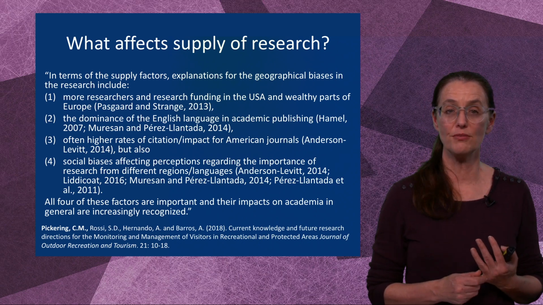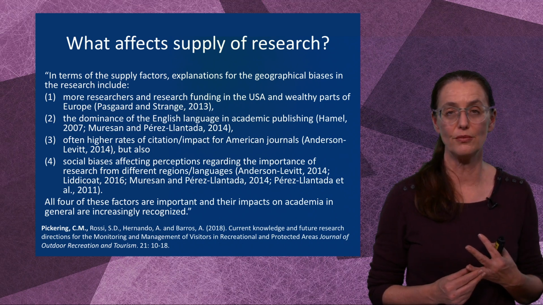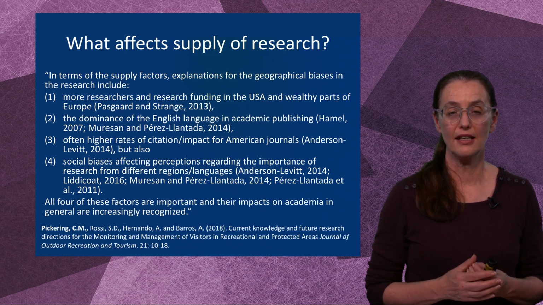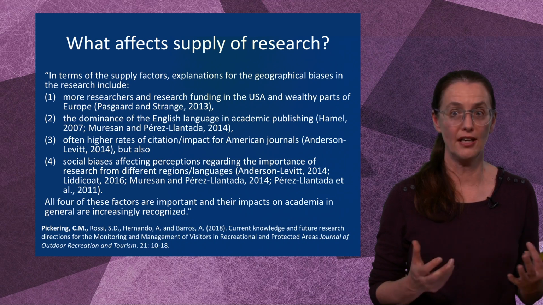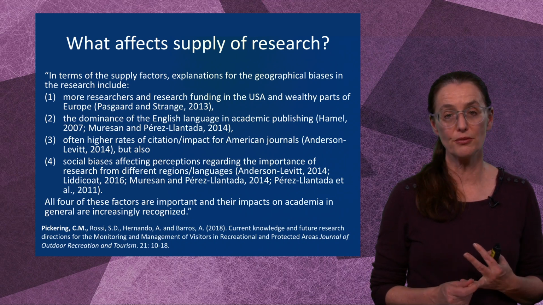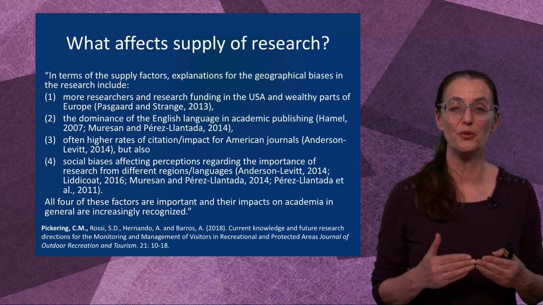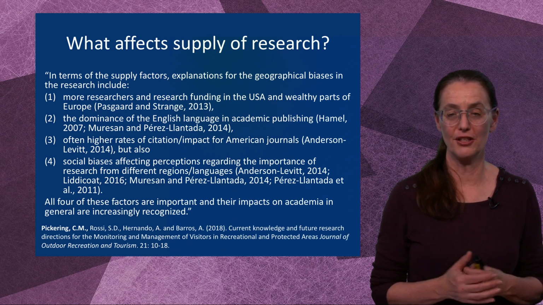And that is saying, in terms of supply factors, what determines the fact we get a large supply of research from Europe and from the USA, but not from these other countries. And they include, there are more researchers and research funding in the USA and wealthier parts of Europe. So if you've got more researchers and more research funding, you're going to have more papers. There's also the dominance of the English language in academic publishing. There's often a higher rate of citation impact for American journals. And there's also a social factor: if you've got more people doing more research in the US, there's going to be more people to cite the papers in American journals.